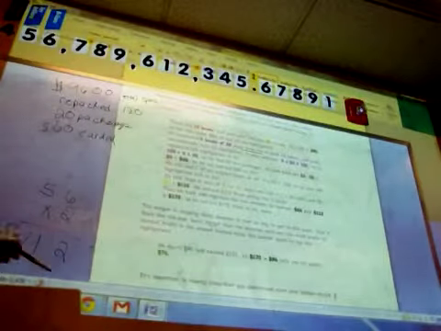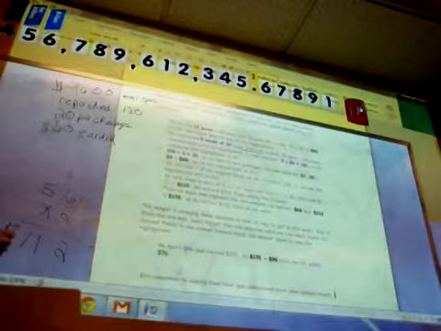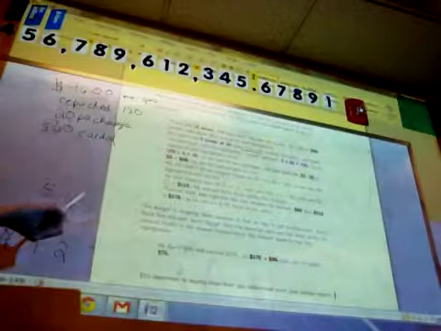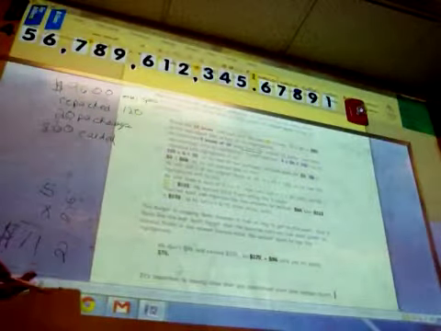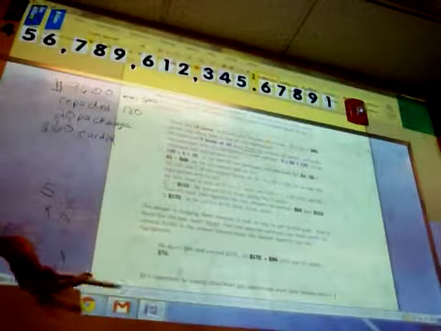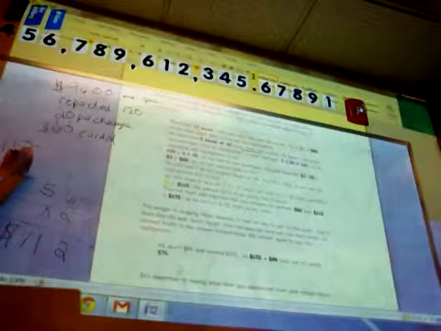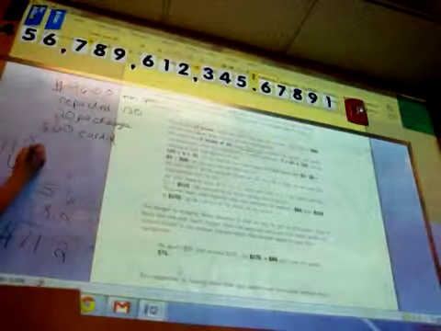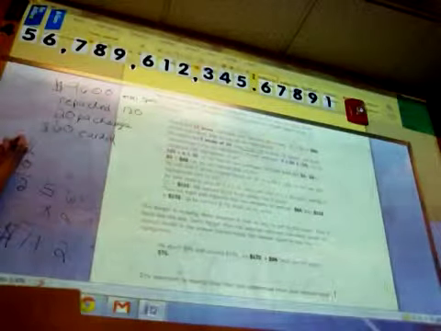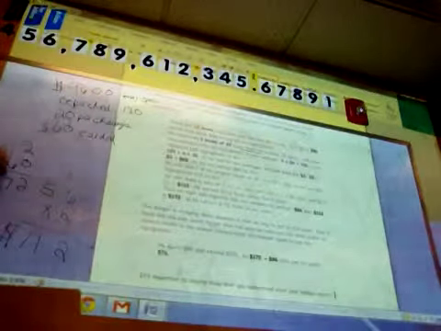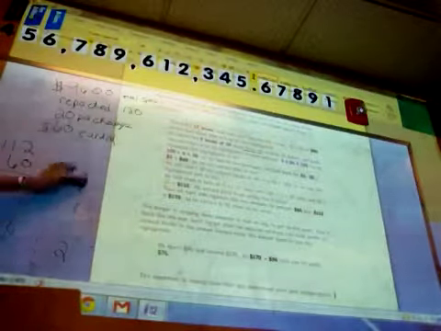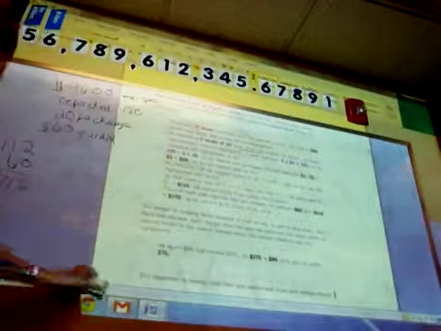Okay, so now we have to add together the $112 plus what he already earned, which was $60. Why do I add those together? I'm trying to figure out how much he's earned all together. So, 112 plus 60. 2 plus 0 is 2. 1 plus 6 is 7. And 1 plus nothing is 1. So far, he's earned $172.